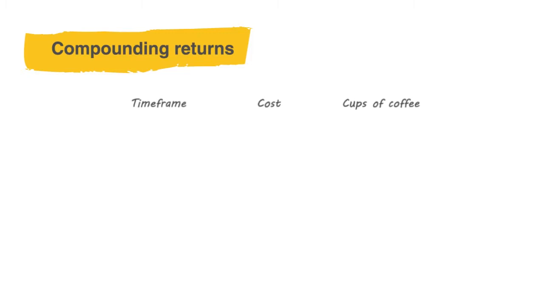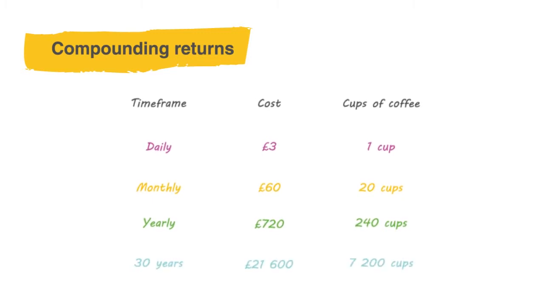Let's say for every working day of the month you spent £3 on coffee. Over the course of the month, assuming an average of 20 working days per month, this would equate to £60, which would equate to £720 over the year, and finally over 30 years you would have spent £21,600 on 7,200 cups of coffee.